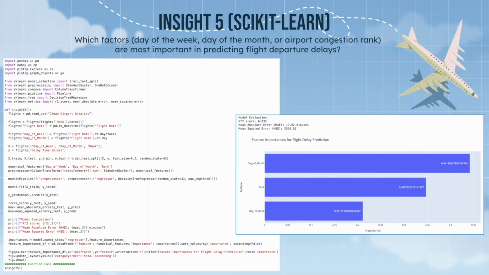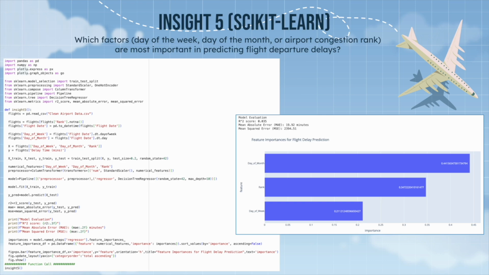For our fifth and final insight, we investigated which factors, day of week, day of month, or airport congestion rank, are most important in predicting flight departure delays. We used a decision tree regressor with scikit-learn's pipeline functionality. We extracted the day of week and day of month from flight dates, incorporated the airport's congestion rank, and used a column transformer to properly scale our numerical features.